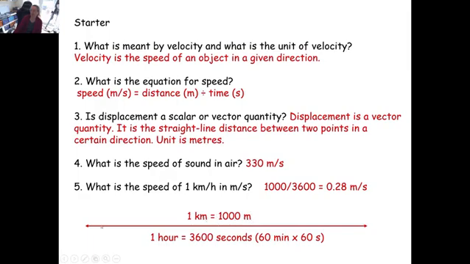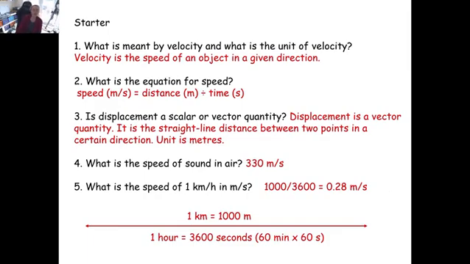kilometre. And if we have been travelling for 1 hour, then we have been travelling for 3,600 seconds, which is 60 minutes times 60 seconds. So to convert 1 kilometre per hour into metres per second, we need to multiply by 1,000 and divide by 3,600, and that would give you an equivalent speed of 0.28 metres per second.